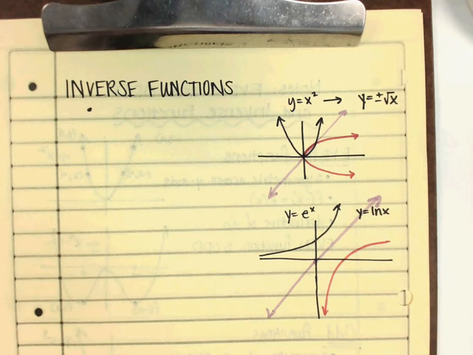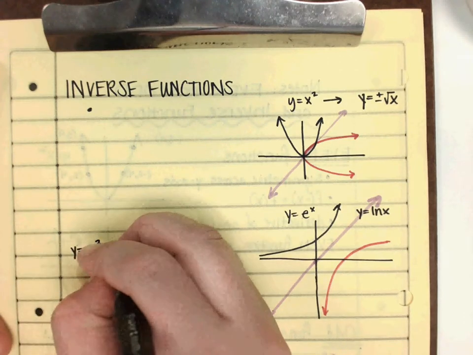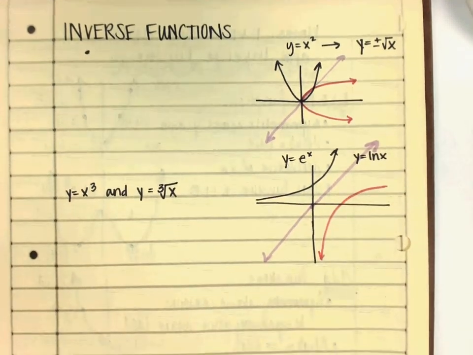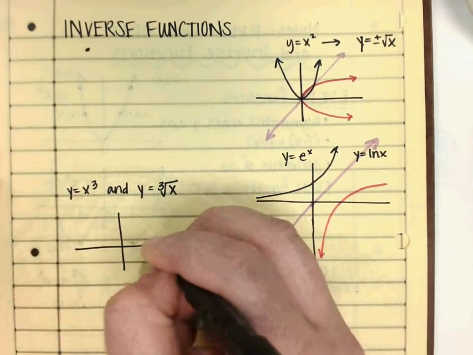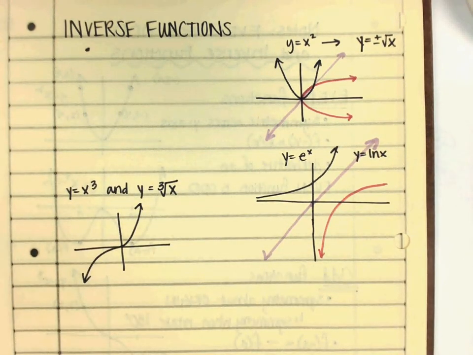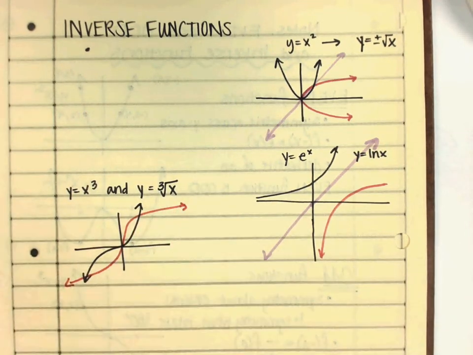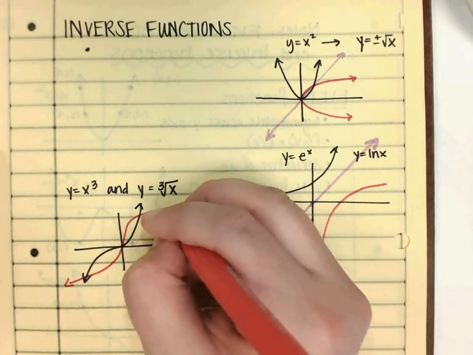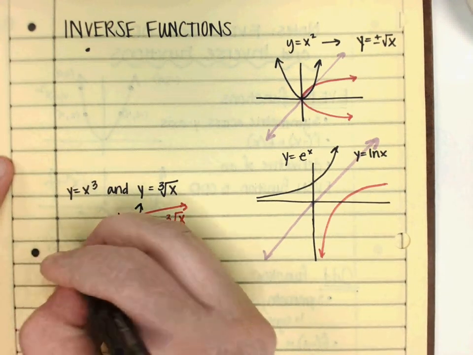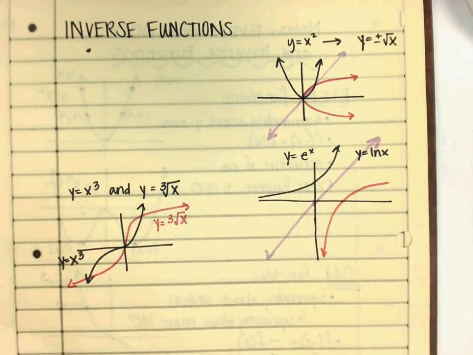Okay, last one. Let's do y equals x cubed and y equals cubic root x. What does y equals x cubed look like? Okay, like that. And then what does cubic root x look like? It looks like that. That's your cubic root x. That's your x cubed. Okay? Now, let's talk about some other stuff.